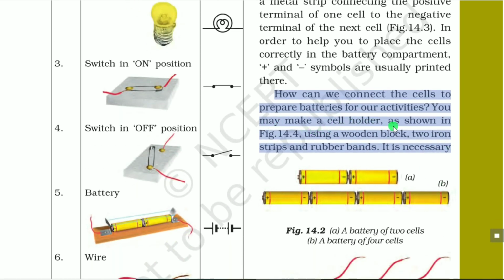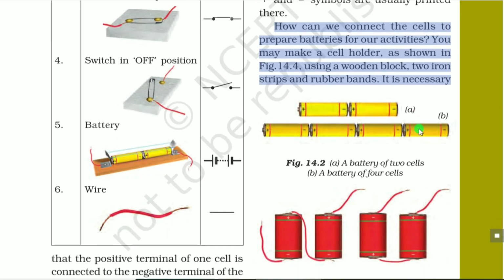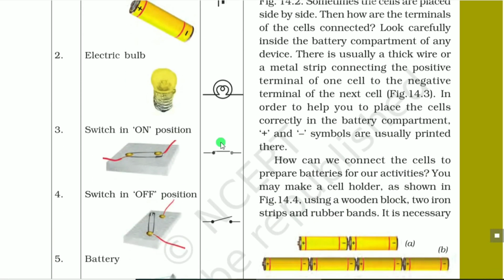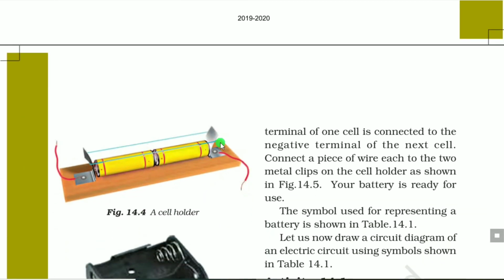You may make a cell holder, as shown in Fig. 14.4, using a wooden block, two iron strips and rubber bands. It is necessary that the positive terminal of one cell is connected to the negative terminal of the next cell. Such a combination of two or more cells is called a battery.